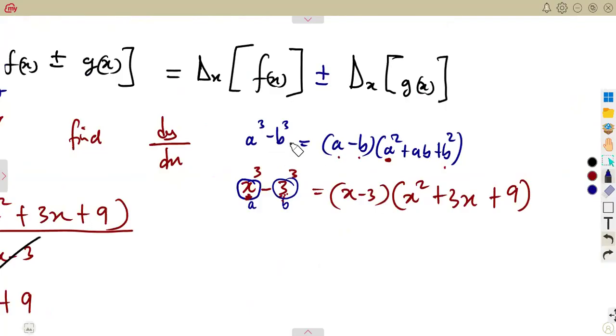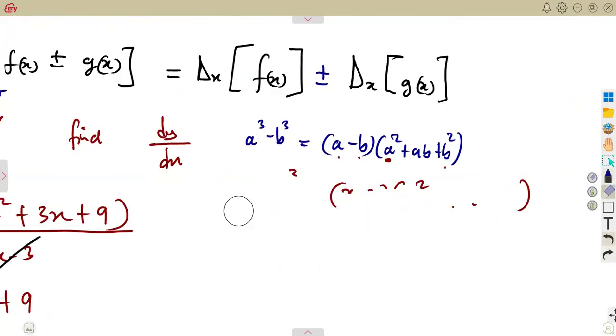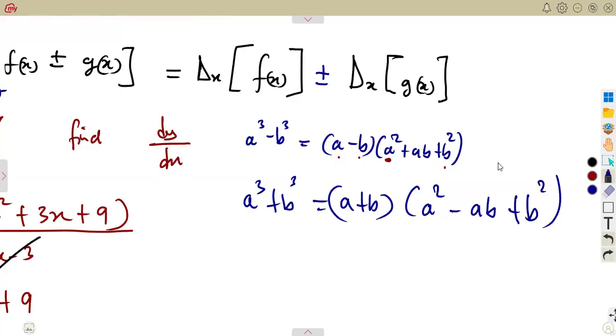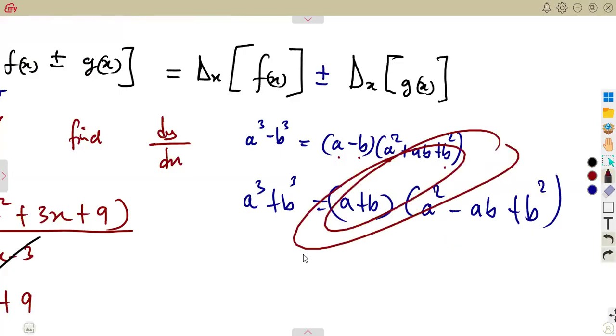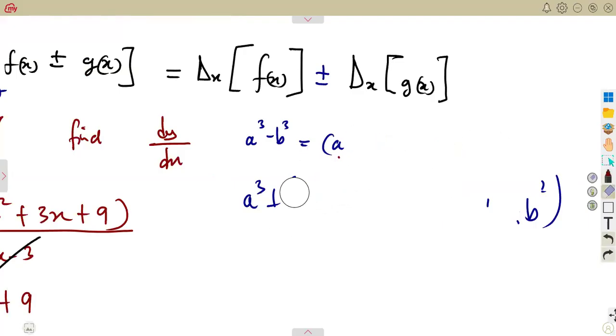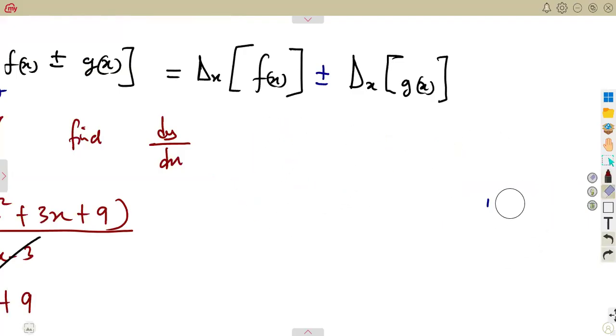Remember, on this factorization, this is the difference of two cubes. When there is a sum of two cubes, that will be a plus b into the bracket of a squared minus ab plus b squared. So know your expansion as well. How to expand this is important. So these are the typical questions that we might have under our derivatives. And sometimes you're just given those square roots, this and that, where you just need to simplify. But that's the major part, guys.